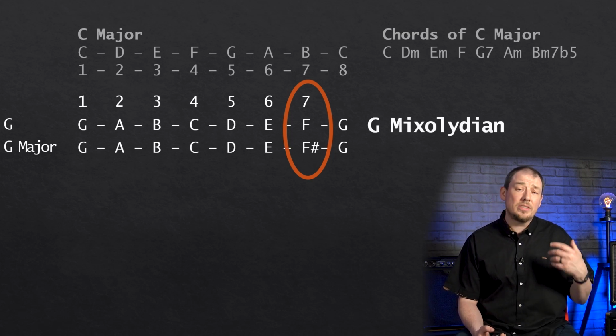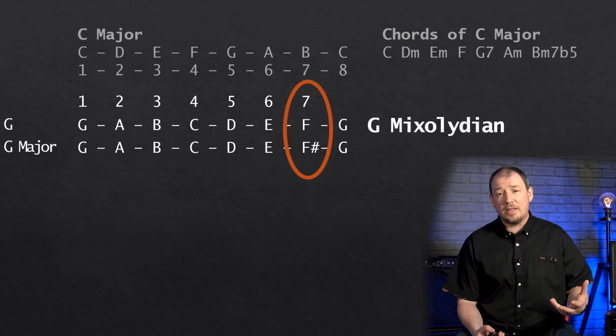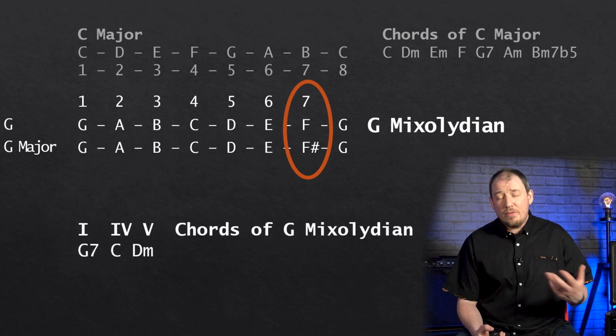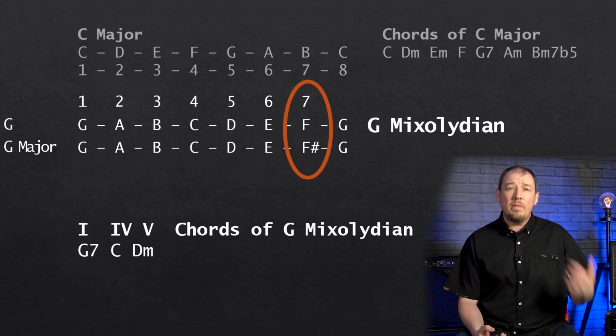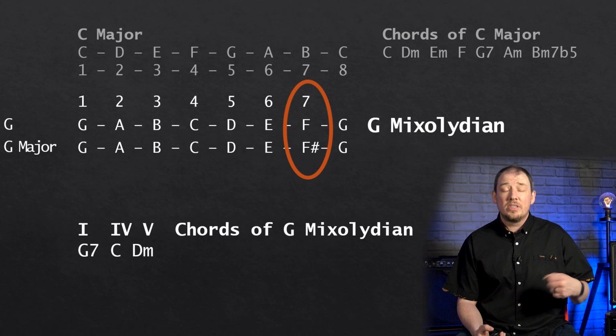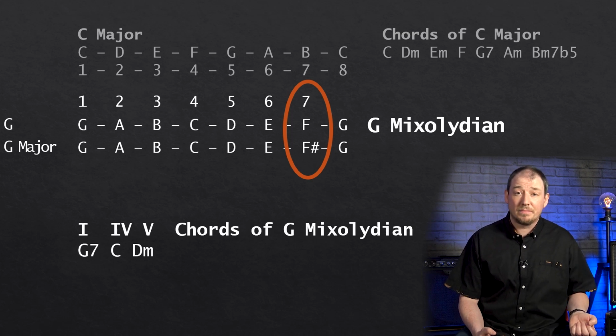And we call this the G Mixolydian scale. And if we were to play a 1-4-5 chord progression for the G Mixolydian mode, we'd be playing the chords of G7, C and D minor.